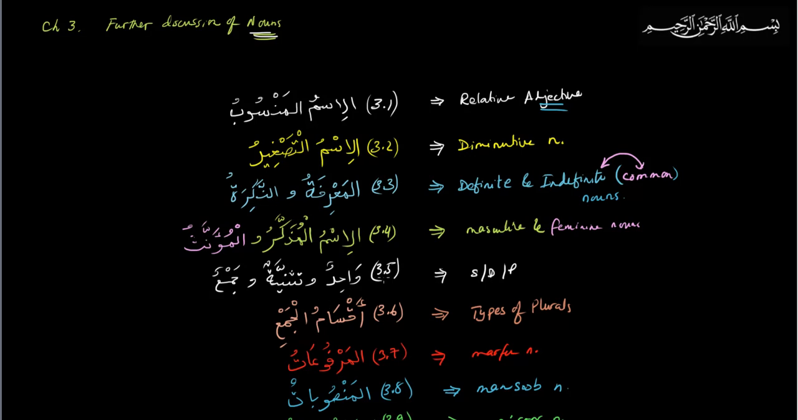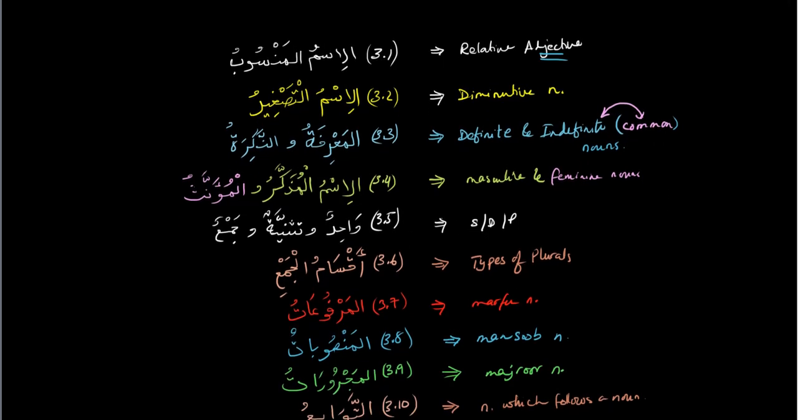And then the fourth section is al-ism muzakkar wa muannas, masculine and feminine nouns. How do you recognize nouns to be masculine, and how do you recognize nouns to be feminine? So that's section number 4. And section number 5 is about wahidun wa tasniyatun wa jam'un, singular, dual, and plural nouns. All about how to recognize them, how to construct them. So this is, I guess, the section about the plurality of nouns.